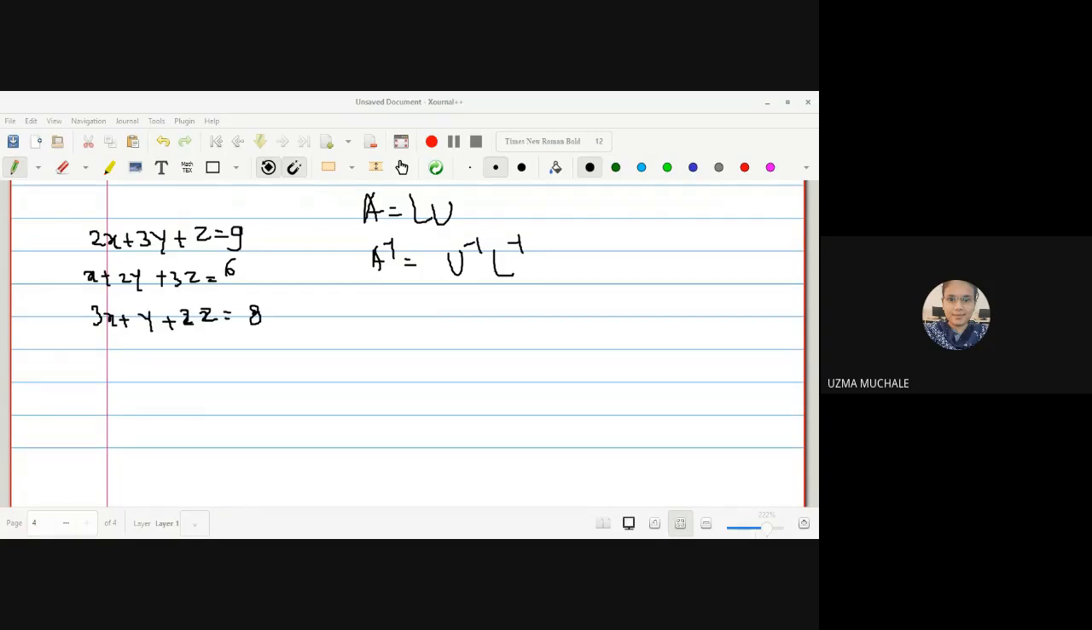If you are asked only for the form A is equal to LU, then you only have to solve up to LU, and in the form A is equal to L into U, whatever the values are, L21 and U12 and all, you have to put those values and complete this one. Okay. Okay, ma'am.